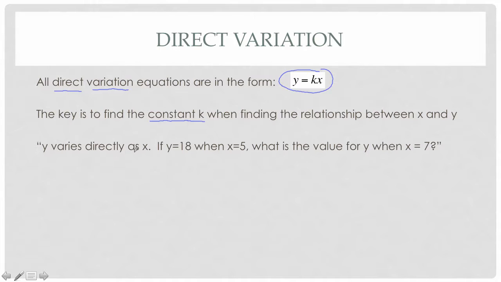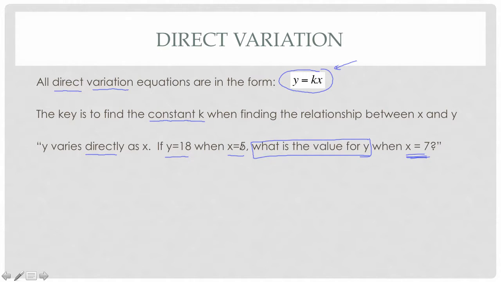So let's take this problem here. Y varies directly as x. So we're working with a direct variation equation in this form. If y equals 18 when x equals 5, well then what is the value for y when x is 7? So this is a really common direct variation problem. Let's go through this one and we'll figure out, we need to find what is the value for y at this particular x value. Well, first we need to figure out what our constant is.